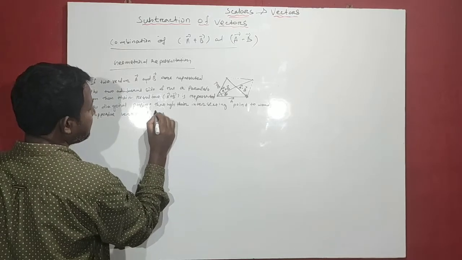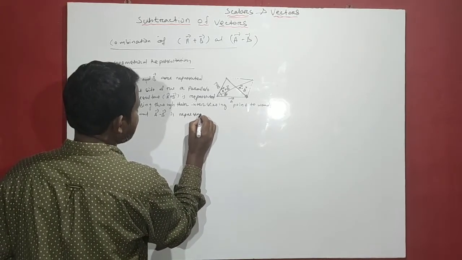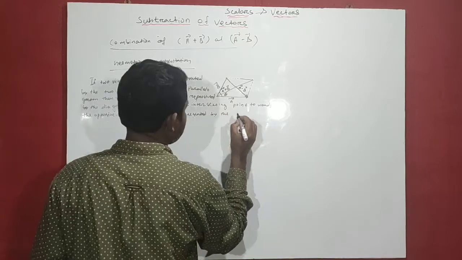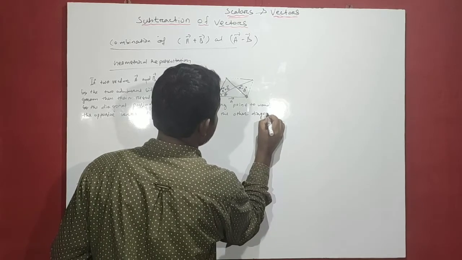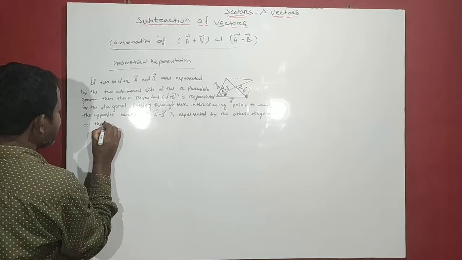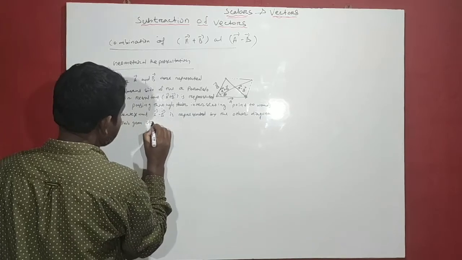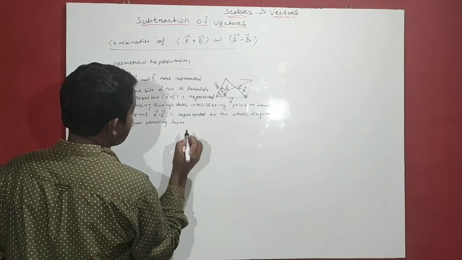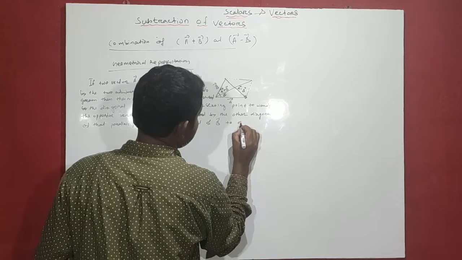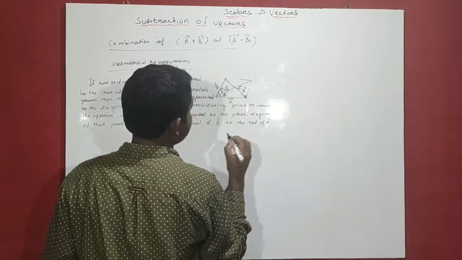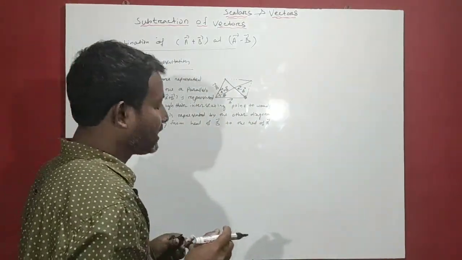And A difference B is represented by the other diagonal of that parallelogram, starting from the head of B to the head of A. Head of B to the head of A. This is A difference B.